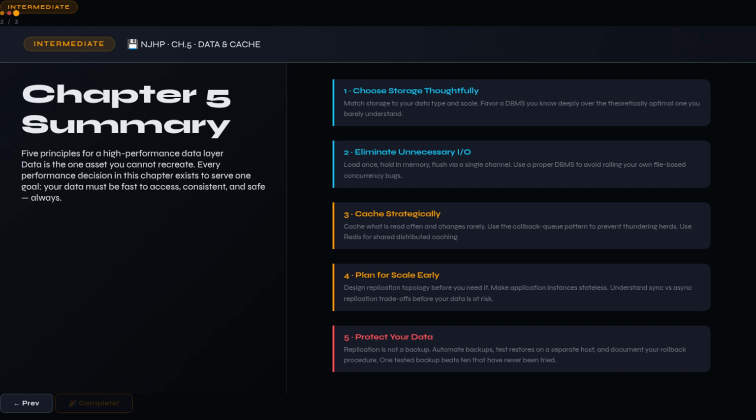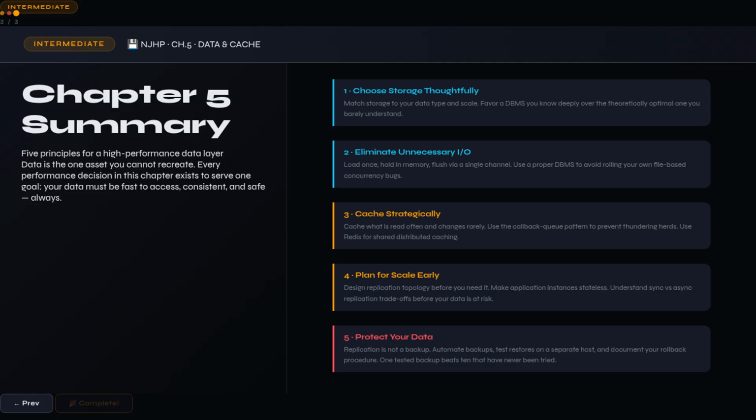The fifth and most important principle is, protect your data. Replication is not a backup. Clustering is not a backup. A backup is a tested, restorable snapshot of your data stored separately from your production infrastructure. Automate your backups, test your restores, and run those restore trials on a separate host. Your users might forgive a brief outage. They will never forgive permanent data loss.